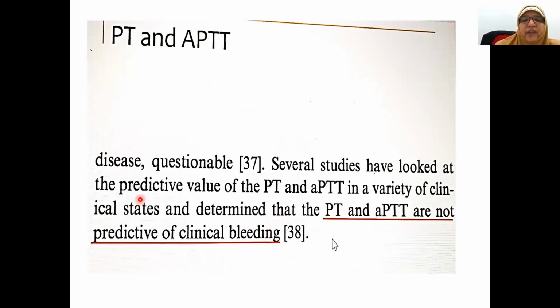It states that studies have looked at the predictive value of PT and APTT in a variety of clinical states and determined that PT and APTT are not predictive of clinical bleeding. So you don't simply transfuse somebody, let's say with chronic liver disease, if the patient is not bleeding, just in the hope that you will prevent the bleeding. If it's prolonged, it does not predict that there is a higher risk that the patient is going to bleed, unless the patient is going for some surgical intervention, right?